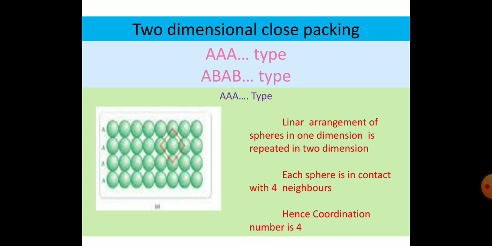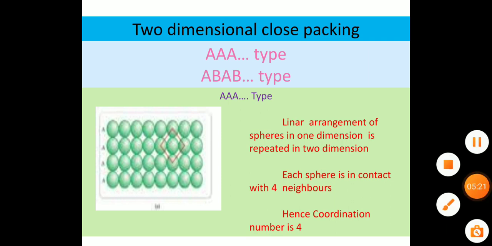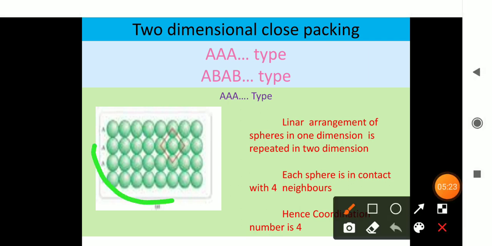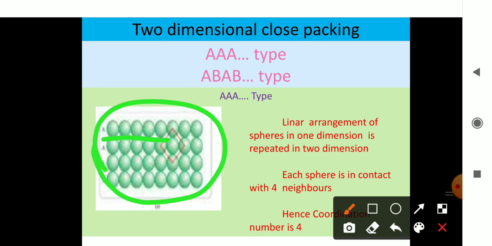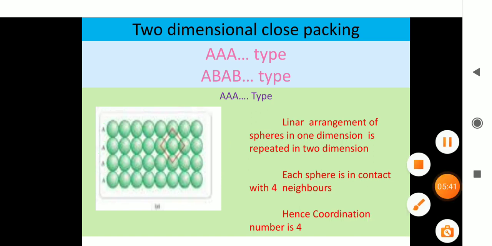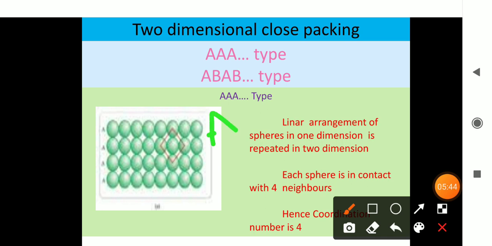First, let us see about AAA type. Look at this picture now. This is the picture which shows the two-dimensional close packing of AAA type. Why is it called AAA type? Look here, this first row of atoms is similar to the one-dimensional arrangement, isn't it? Yes. Now we can name this layer as A. The first layer of this arrangement can be named as A.